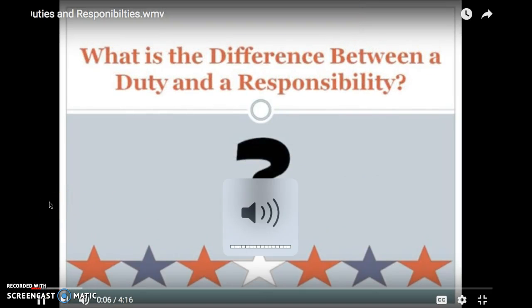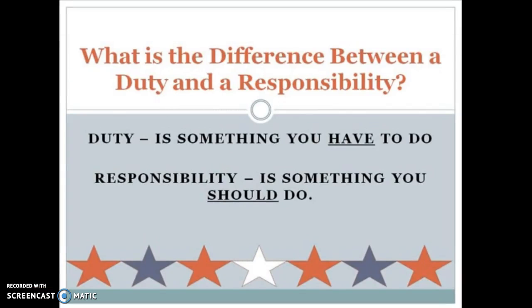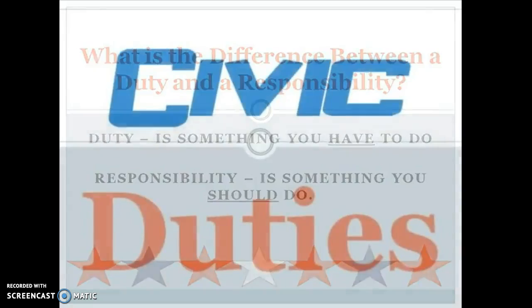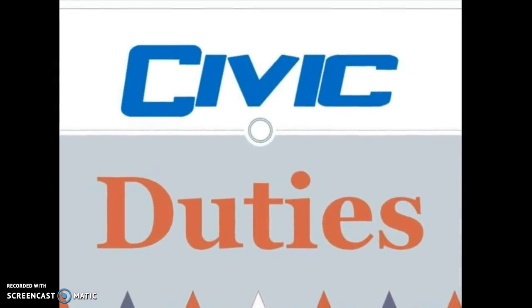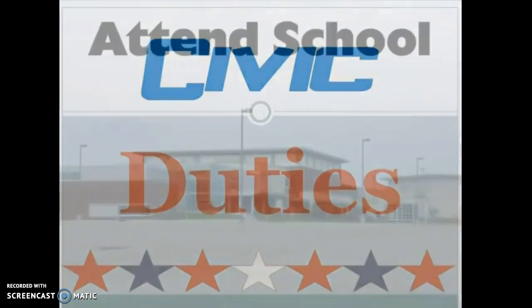What is the difference between a civic duty and a responsibility? Well, a duty is something that you have to do, while a responsibility is something that you should do. Let's explore this concept a little deeper. First, let's look at civic duties, the things that you have to do.